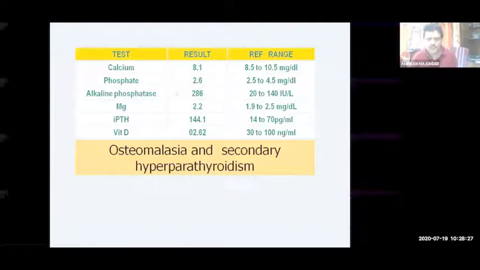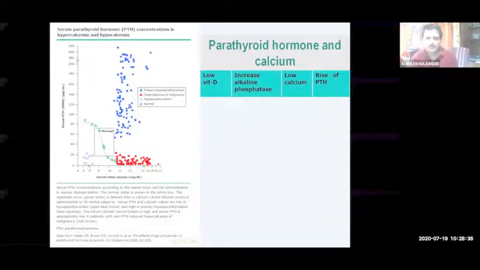So this rise of parathyroid hormone, as I've told you, is because of the hypocalcemia. It is not a case of primary hyperparathyroidism. It is a secondary hyperparathyroidism. Now, as I've told you, if the calcium is low, there is a high parathyroid hormone. So high PTH is secondary. So in a patient with low vitamin D, we expect an increase in alkaline phosphatase, low calcium, and high PTH.